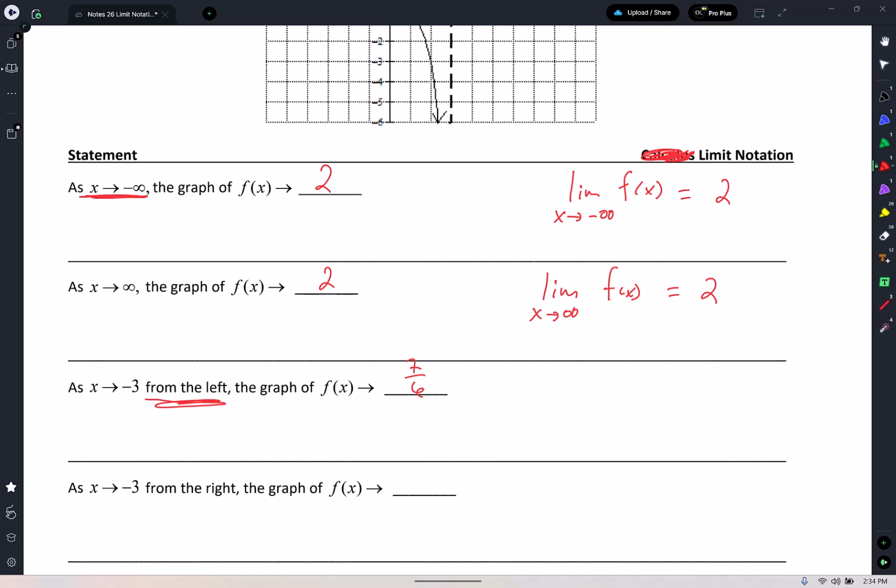We don't care about continuity with limits. So you're going to say limit as x approaches negative 3, and then I have to use a little symbol because I'm approaching from the left. So what do I put? A little minus sign on the upper right-hand corner.